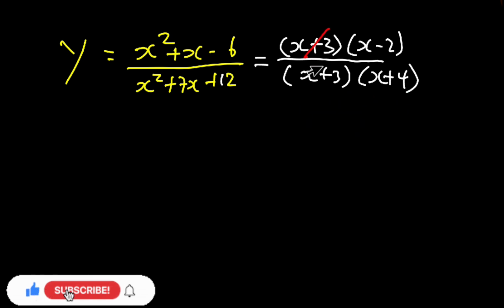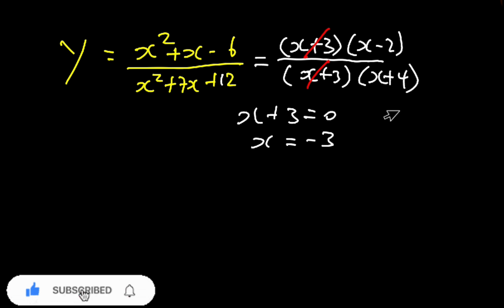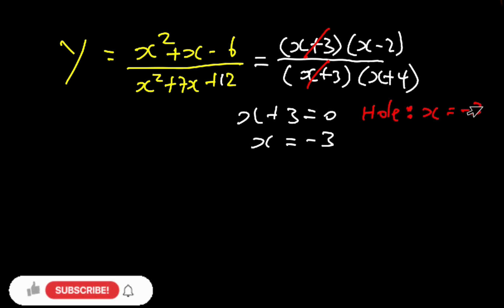So this and this will cancel. Now this term that cancelled constitutes the hole in the graph. So we have x plus 3. If you set it to 0 and solve for x, you get x to be -3. Now the hole appears at the point where x is equal to -3. So the hole is at x equals -3.